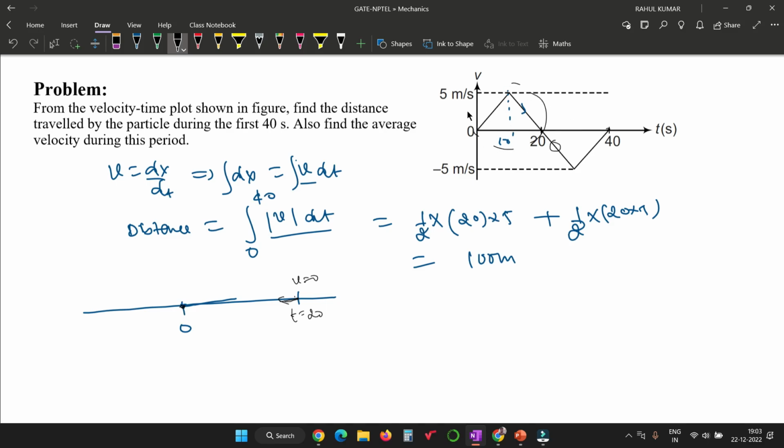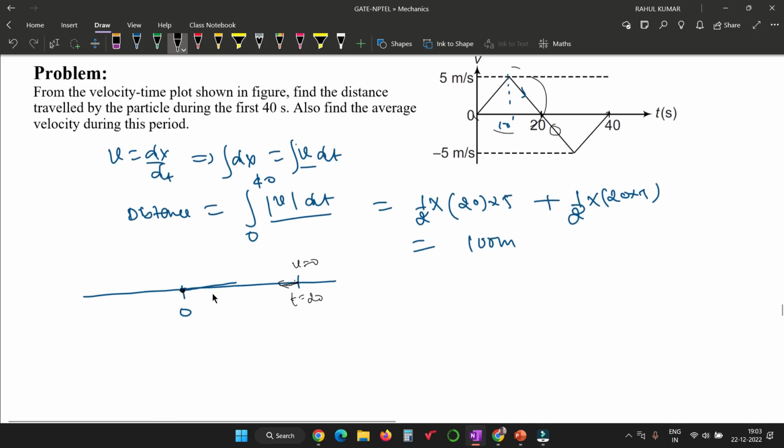Whatever it is following in this time interval, the same it is following in this time interval also, the same path, and finally it is reaching point O. That's why the displacement becomes 0. So the average velocity is also 0. So V average equal to 0.